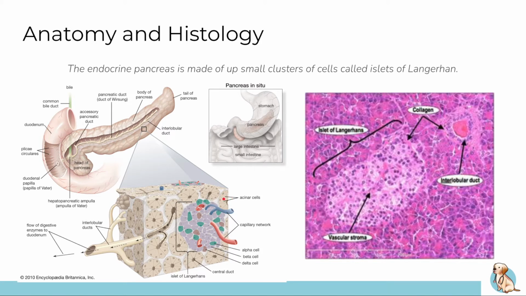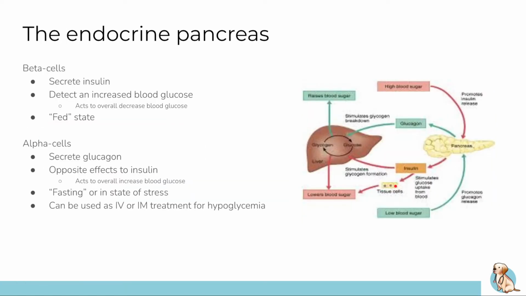The endocrine pancreas is made up of islets of Langerhans, so these things here and here. These are composed of alpha, beta, and delta cells, which secrete hormones. And the two key cells to understand are beta and alpha cells. So beta cells secrete insulin.